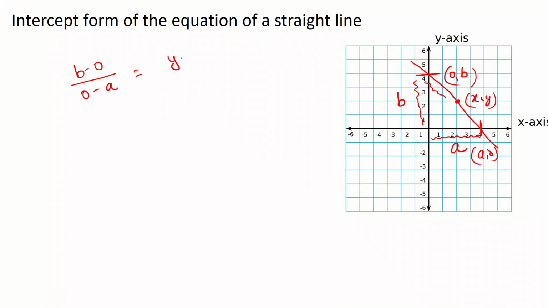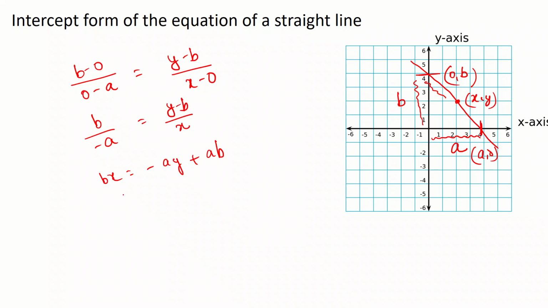So what is the slope? (y minus b) divided by (x minus 0). So I get, on simplification, b by minus a is equal to (y minus b) by x. Cross multiplication gives me bx is equal to minus ay plus ab. I take ay on the other side, so I have bx plus ay is equal to ab.